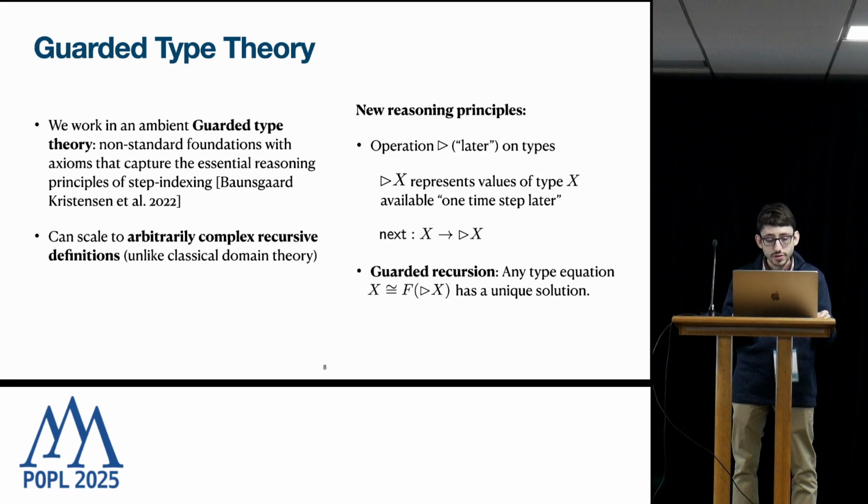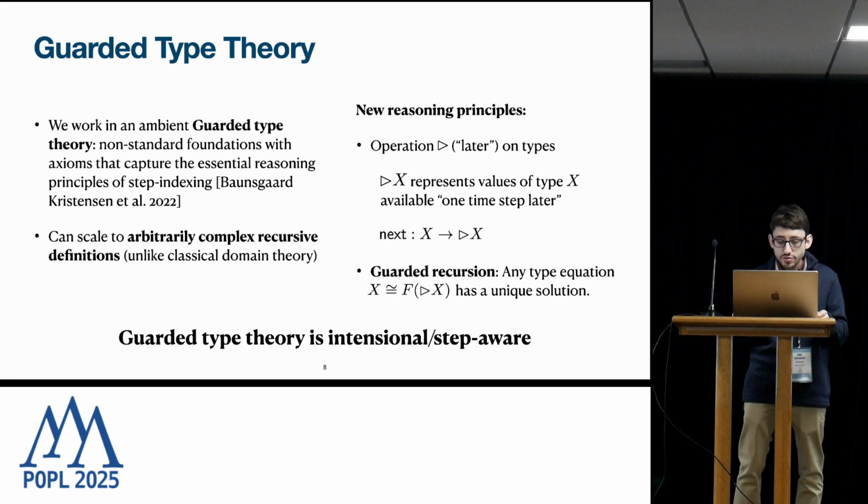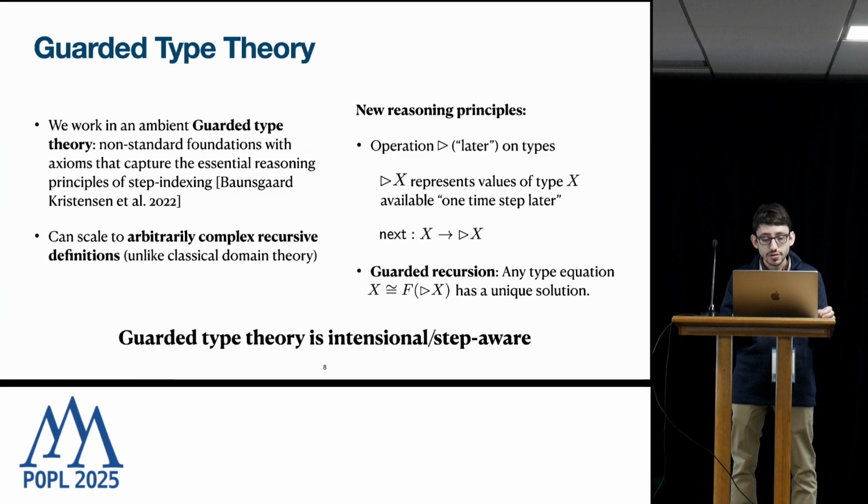in guarded type theory. Now, the most important thing to remember about guarded type theory for this talk is that it's intensional. And by intensional, I mean it's sensitive to steps. So the denotation of a term in guarded type theory reflects the computational steps that it takes. And this is in contrast to classical domain theory, where the steps taken are not reflected in the denotation.